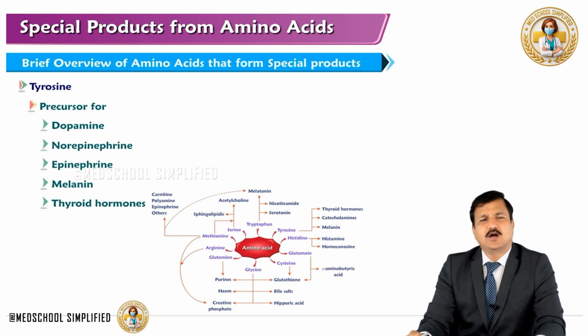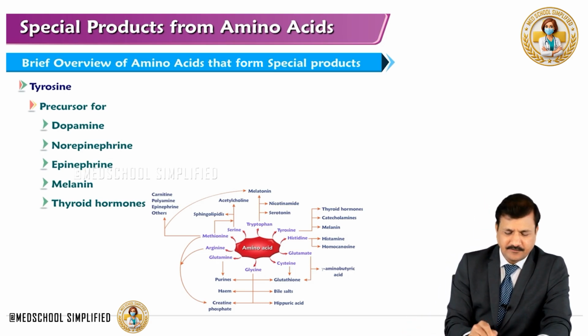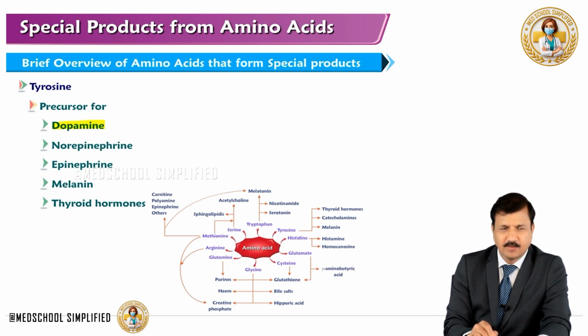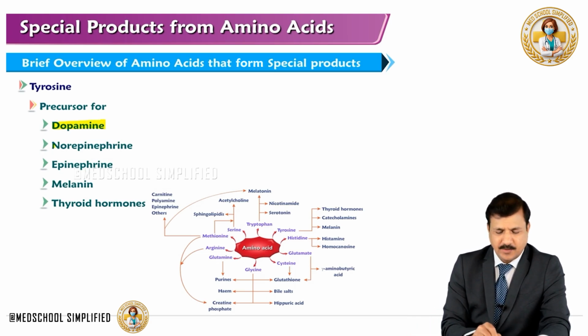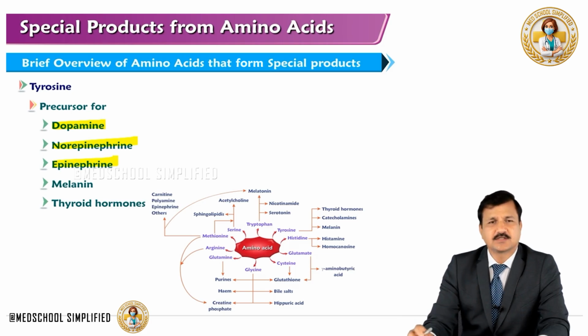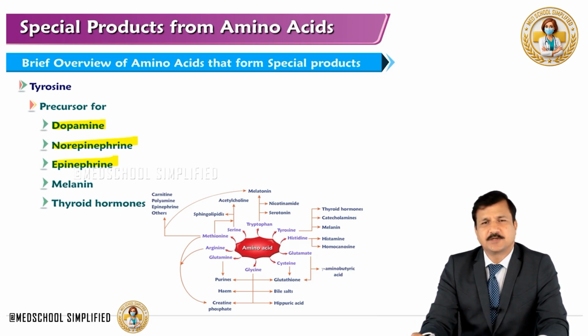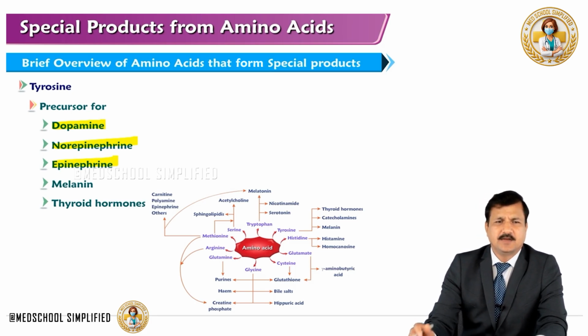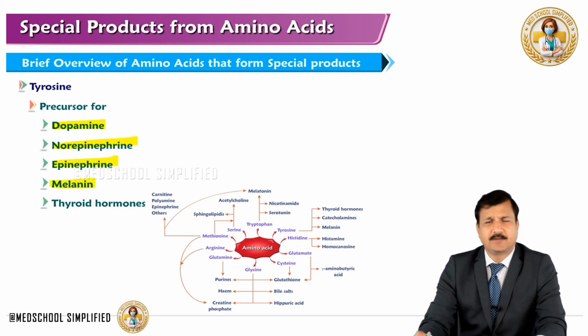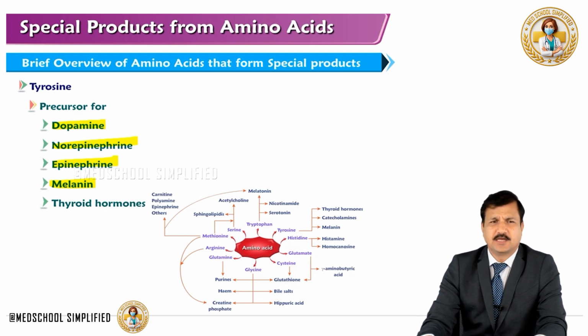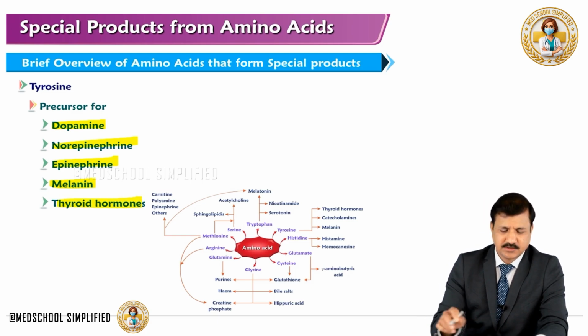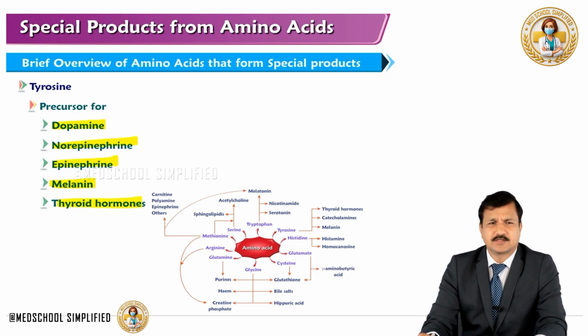Coming to tyrosine, the special products coming from tyrosine. Tyrosine is a precursor for dopamine, norepinephrine and epinephrine. These are the catecholamine neurotransmitters which are derivatives of tyrosine. And melanin, which is made in the melanocytes of our skin, is a product that comes from tyrosine, and melanin is a skin pigment, and thyroid hormones also come from tyrosine.